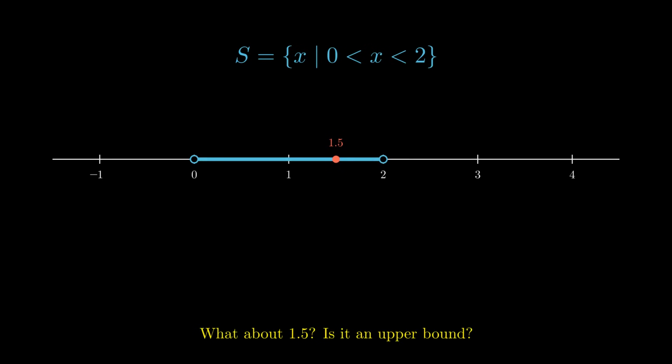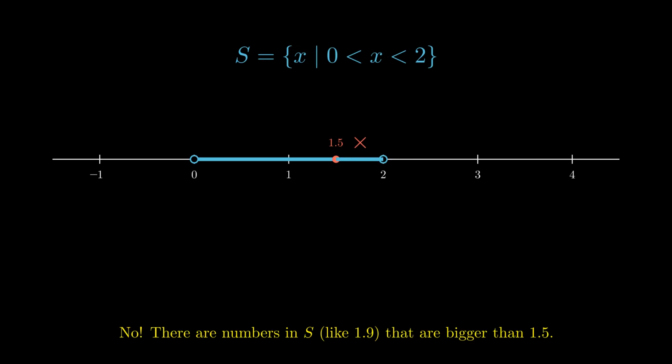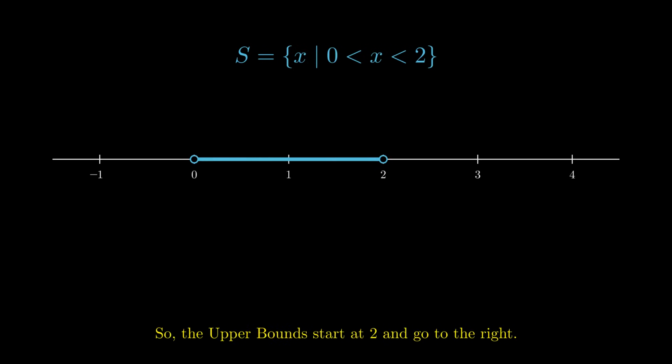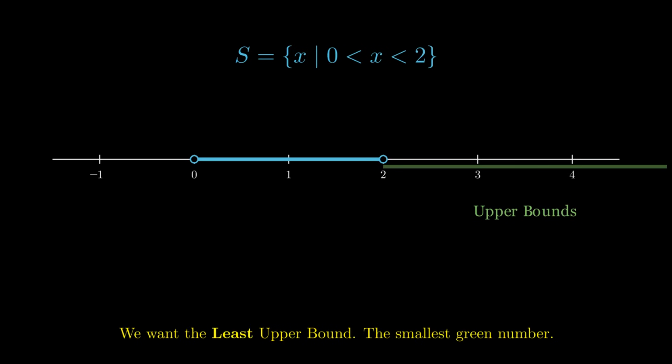But what happens if we go inside the set to 1.5? Can this be an upper bound? No, because there are numbers in the set, like 1.9, that are bigger than it. So 1.5 fails. This means our upper bounds aren't just a single number. They form a massive infinite region, starting at 2 and going all the way to the right.